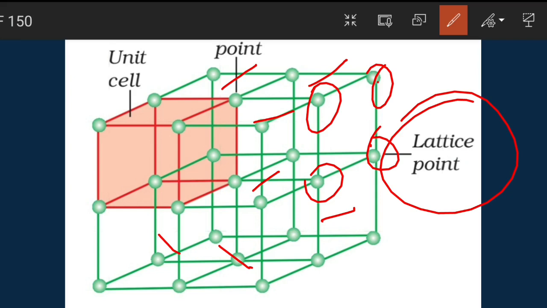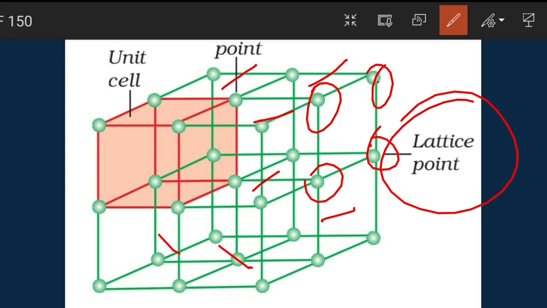That smallest portion will be repeated many times to give the entire crystal lattice. I hope it's clear. That is the smallest portion which is repeated to give the entire crystal, that is the unit cell. You can see here that the red one, you can't make it any smaller. That is the smallest portion.